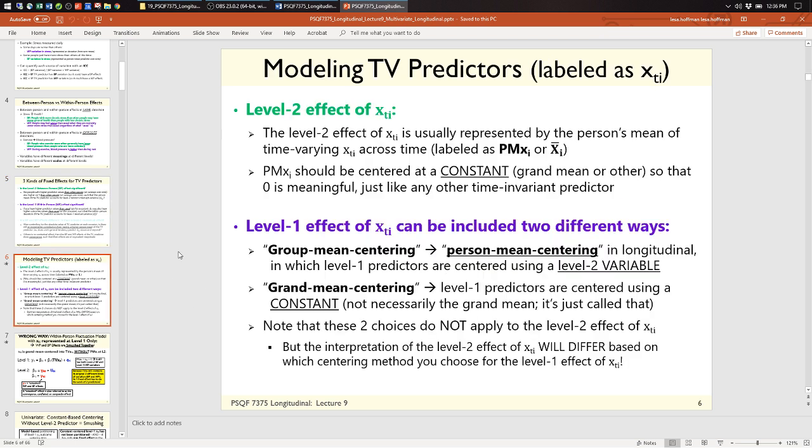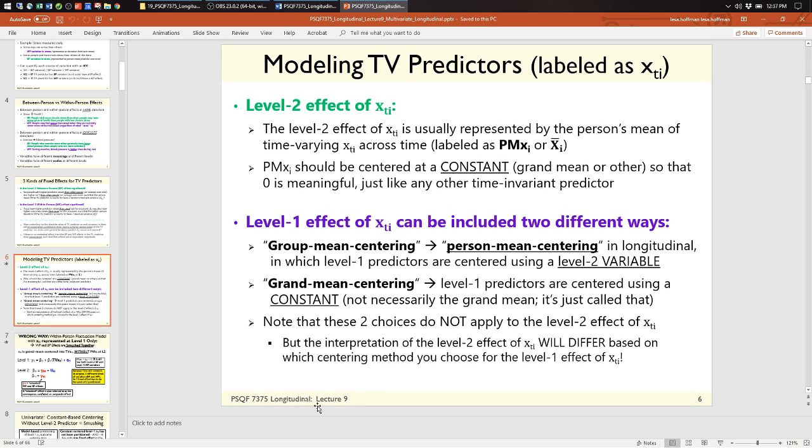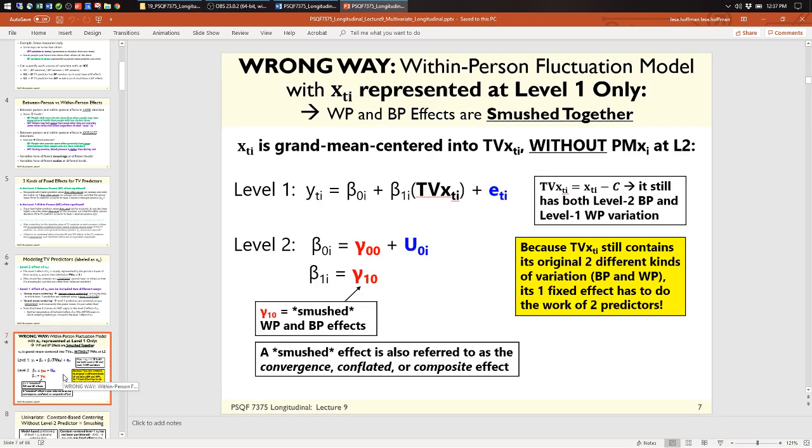So we talked about model specification when you are going to take your time varying predictor and manually distinguish its sources of variance via observed predictor variables. So what not to do was this slide here. This is slide 7. What not to do is put in a time varying predictor centered at a constant into the level 1 model and call it good. Do you remember why this is bad?